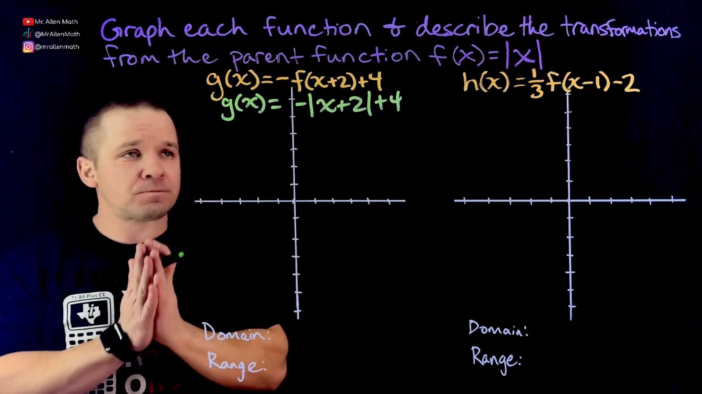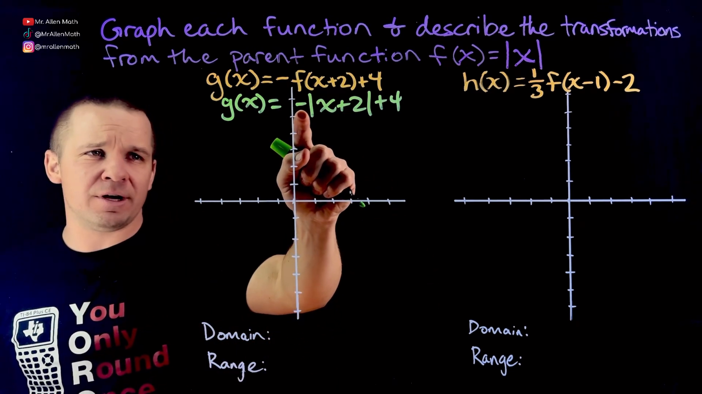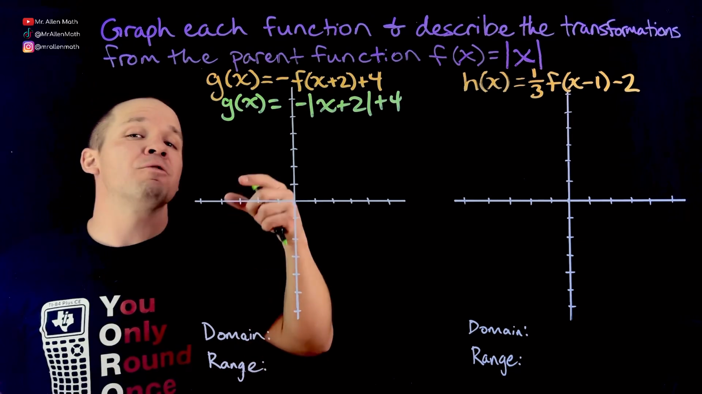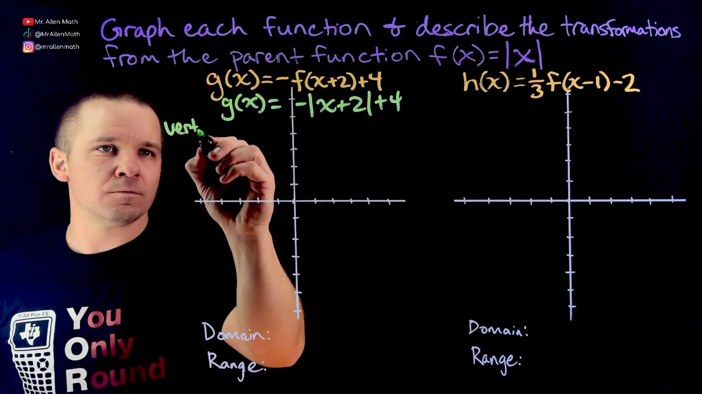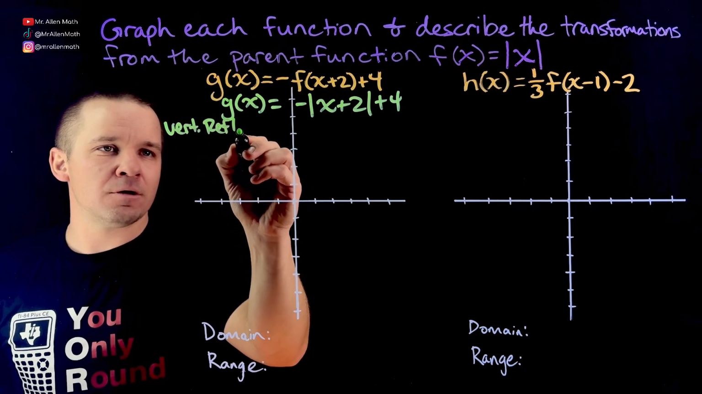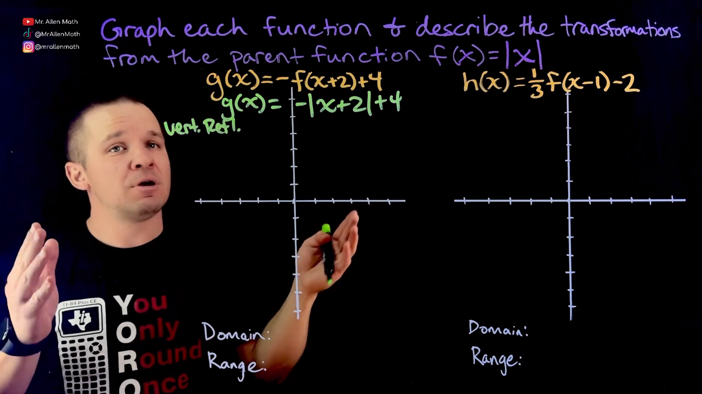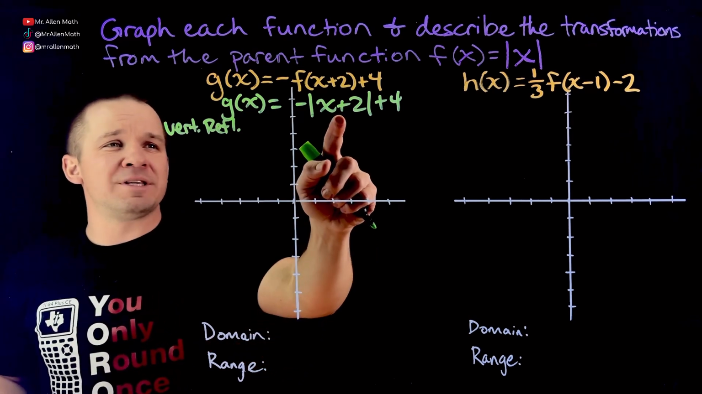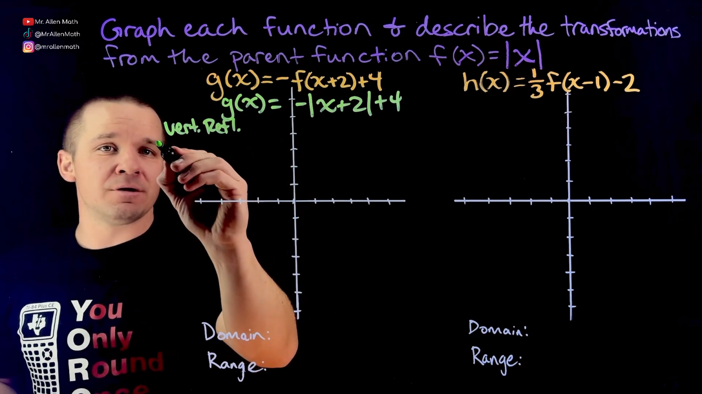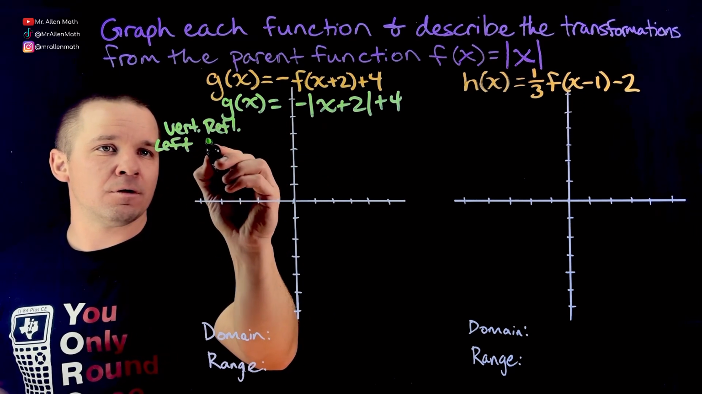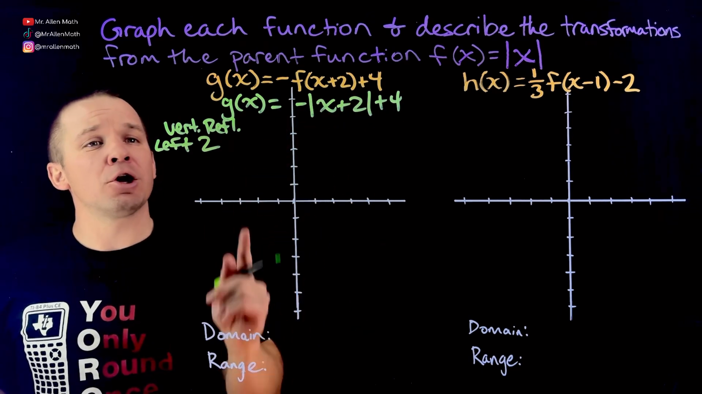All righty, so let's talk transformations here. What's that negative going to do here? That's going to be a vertical reflection, okay? Some might say reflection over the x-axis. That works too. I'm going to go vertical reflection. What's this guy right here going to do? That's going to go to the left 2. And then what's that 4 going to do on the outside? That's going to go up 4.